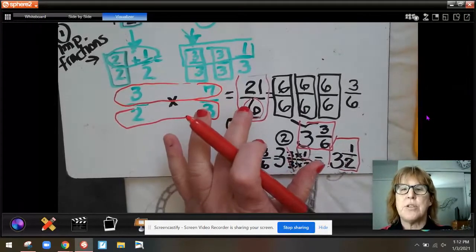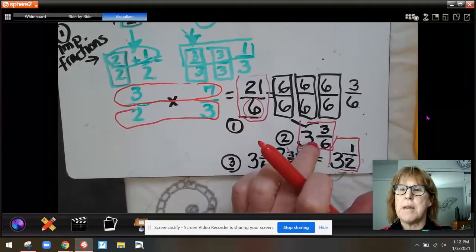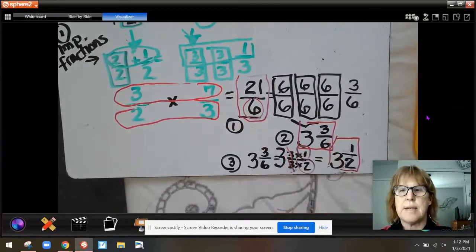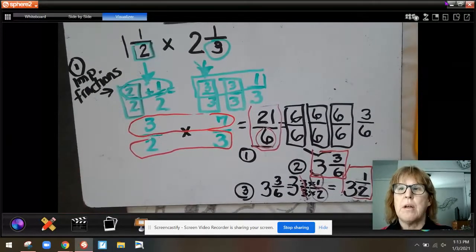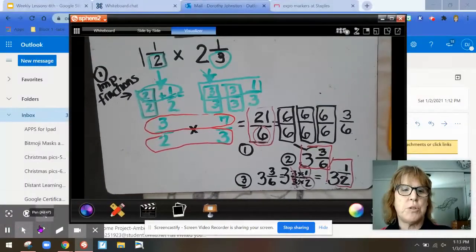They all equal the same thing. So on a test, you could give me this answer. You can give me this answer. You could give me this answer. Okay? And that's all there is to that. Now we're going to try another one. Let me reduce the screen here.